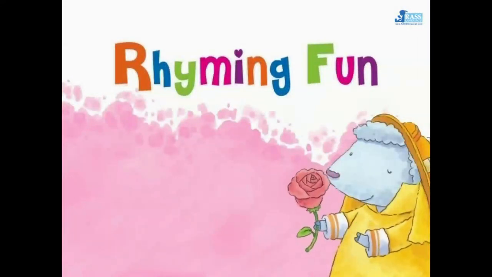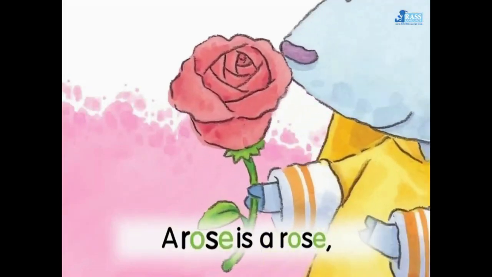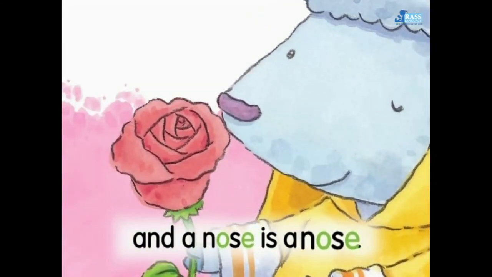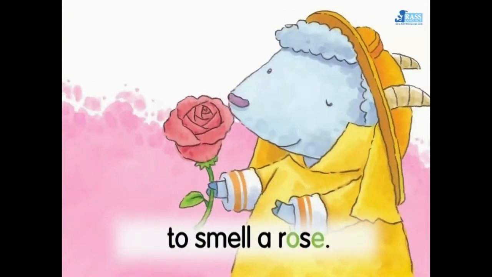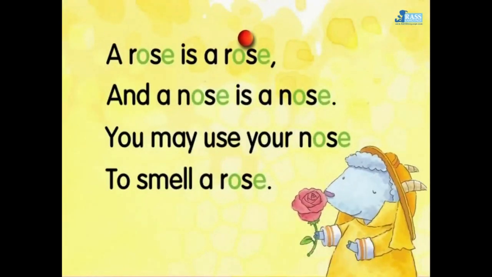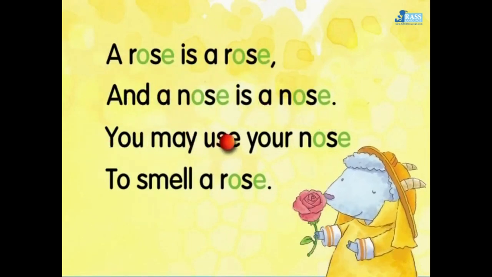Rhyming fun. It's rhyme time. Get ready. Okay. A rose is a rose. A rose is a rose. And a nose is a nose. And a nose is a nose. You may use your nose. You may use your nose. To smell a rose. To smell a rose. Sounds great. Do it with me. A rose is a rose. And a nose is a nose. You may use your nose to smell a rose. Bravo! Yeah!